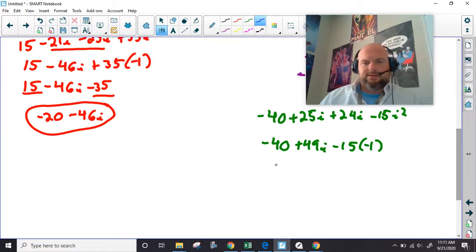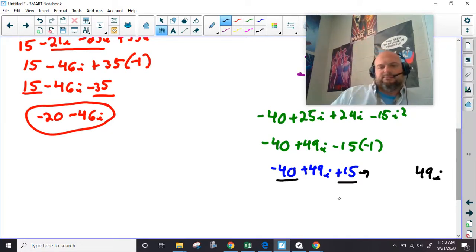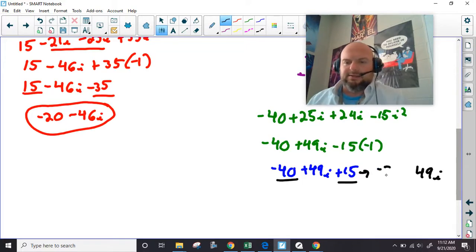So now we're going to have negative 40 plus 49i, plus 15. So when we clean this up for our final answer, I'm going to go ahead and put the 49i in the back because I know that. We can combine this. Well, shucks, I can't do that in my head. I'm a horrible person, especially as a math teacher, not to do that in my head. Okay, I get negative 25.